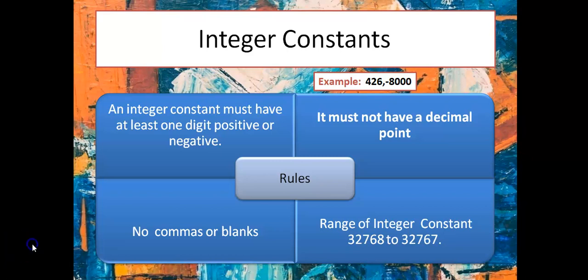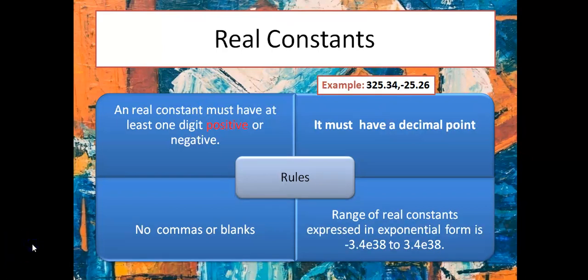The next is real constant. A real constant must have at least one digit, positive or negative. It should have a decimal point, and there should be no commas or blanks when defining a real constant. And the range of the real constant expressed in the exponential form is -3.4E38 to +3.4E38.